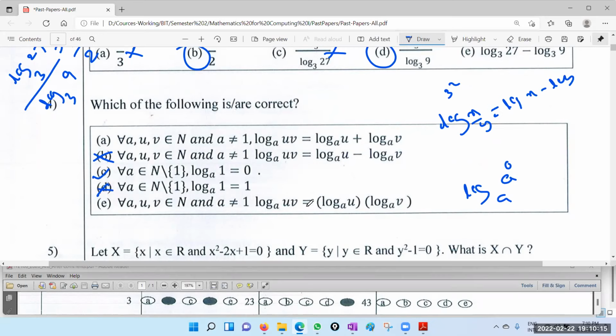What about this? Log a uv, can we write it as log a u into log a v? No, there's no such rule. Multiplication becomes addition. And here remember these bases must be natural numbers, right? Yes, a, u, v must be natural numbers, so therefore we'll take that. So the answer is A and.